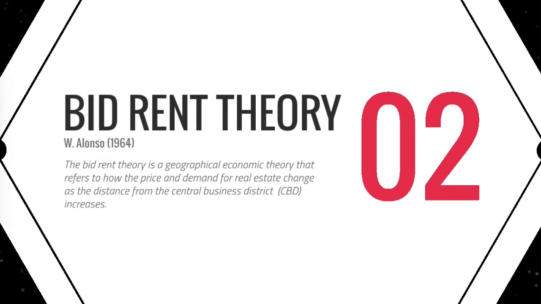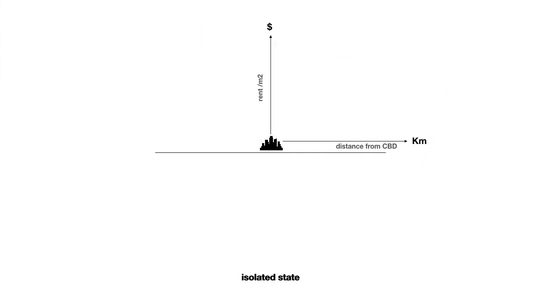The bid rent theory is a geographical economic theory that refers to how the price and the demand for real estate change as the distance from the central business district (CBD) increases. The diagram shows what various land users are prepared and able to pay for good access to the CBD. The green line shows commerce, the red one industry, and the blue one residential land that are willing to pay. As von Thünen used concentric circles, Alonso also used a circular model.